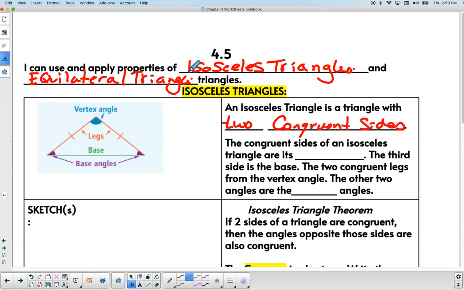Okay, and I've got a picture over to the left here. When I'm talking about those isosceles triangles and those congruent sides, these are the sides that are congruent, the sides that are opposite the angles that can be considered base angles. The congruent sides of an isosceles triangle are its legs. Now the third side is its base, so this is the base side and these are the legs.